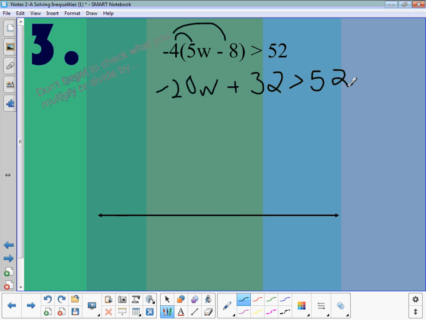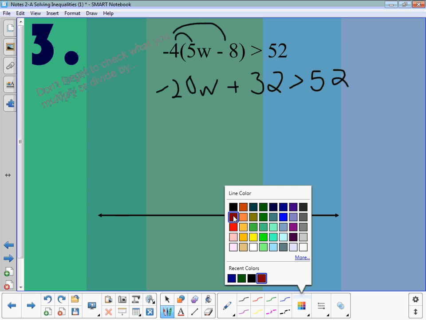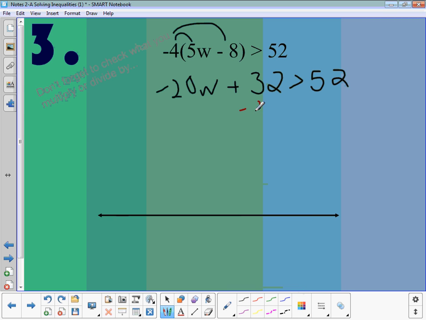So now I need to go about solving this for W. The first thing I need to do is get that 32 over to the other side. Well, I see it's positive, so I'm going to subtract 32 from both sides. So then I get negative 20W is greater than 20. So now I need to solve for W. I'm going to divide by negative 20.